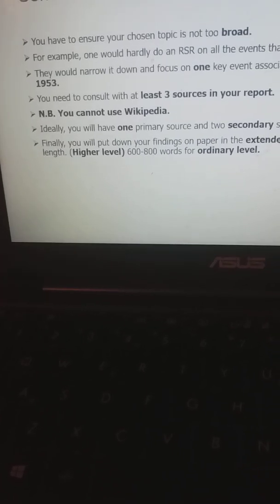Finally, you will put down your findings on paper in the extended essay as spoken already. Higher level is 1,200 to 1,500 words. This is for the essay, excluding the rest of it. For ordinary level, 600 to 800 words.